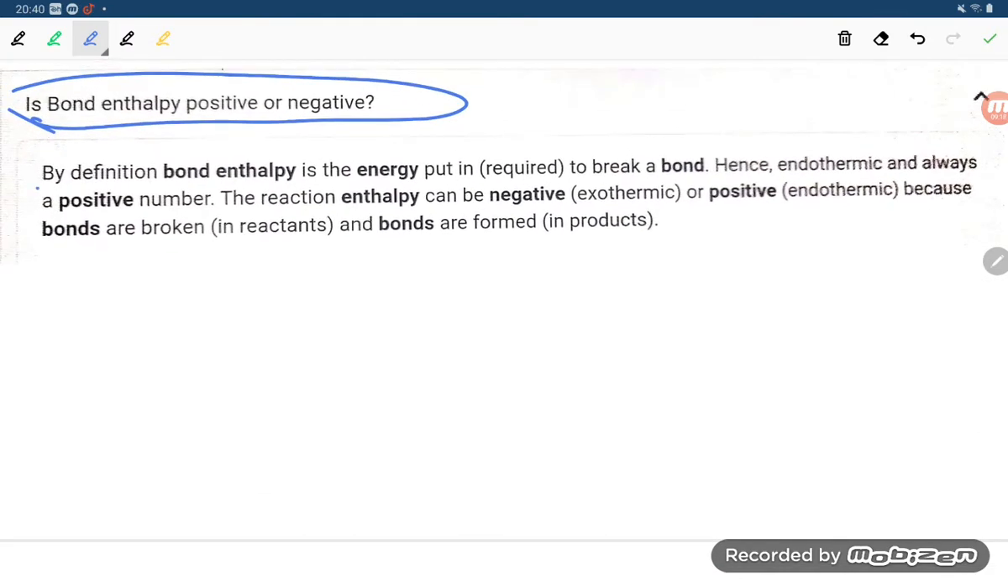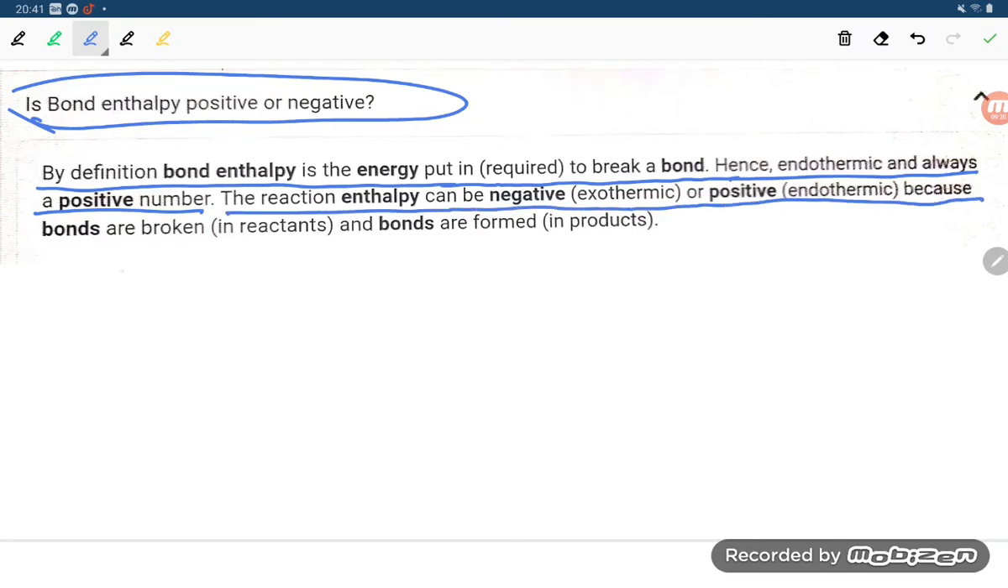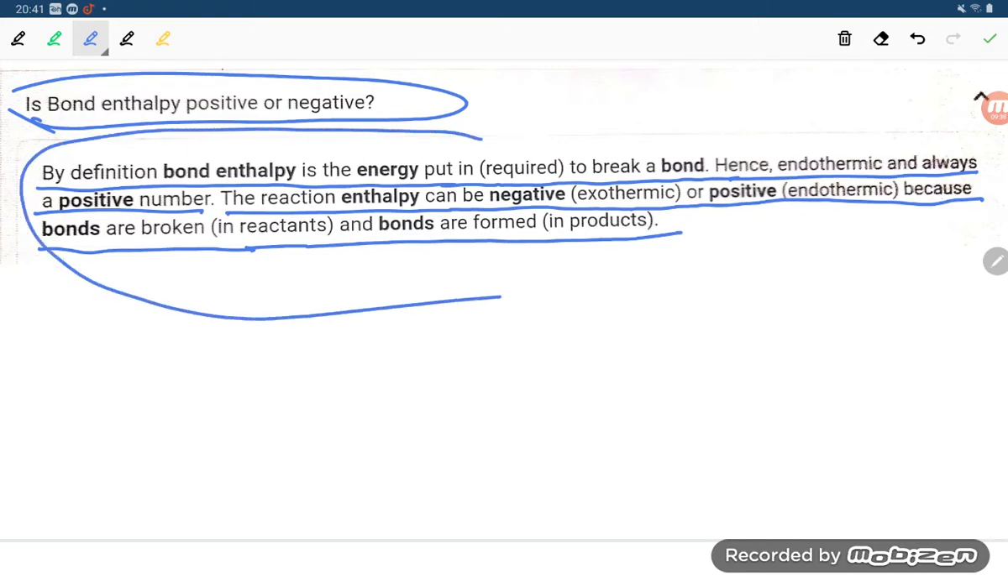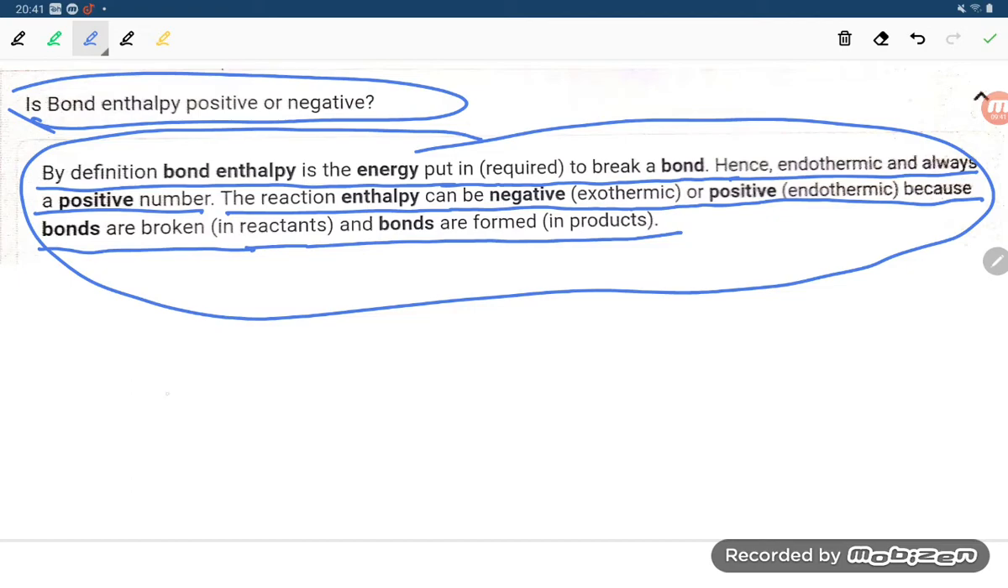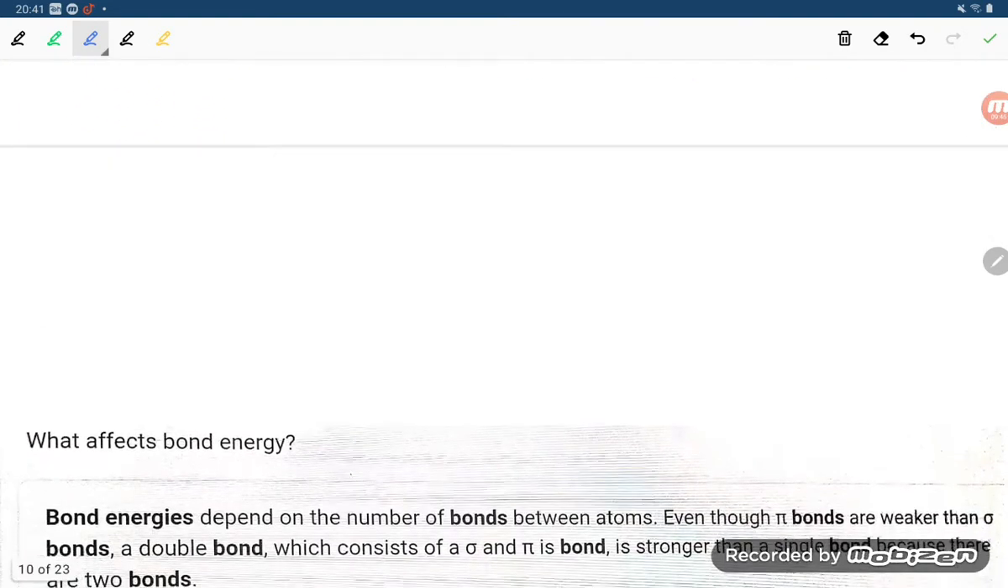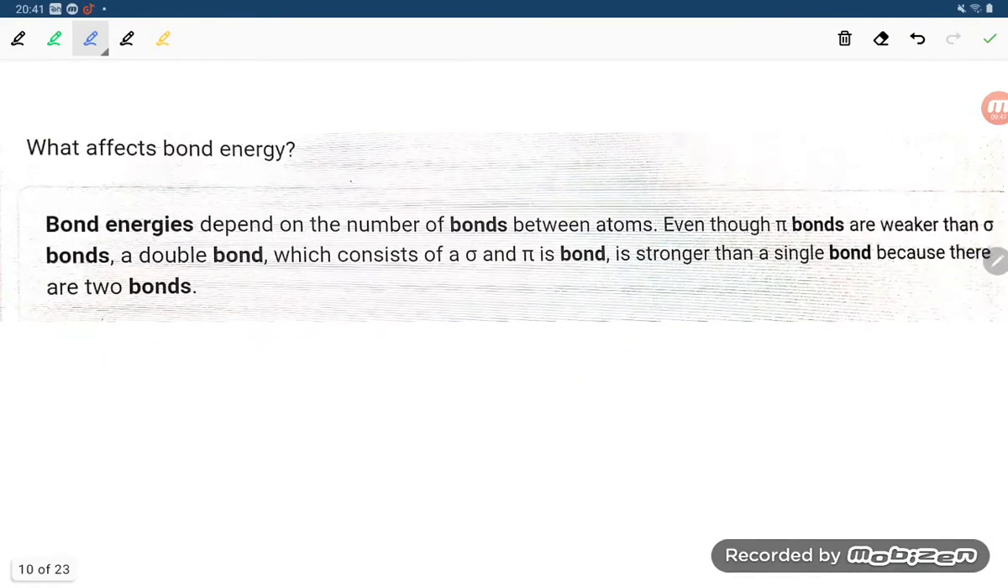By definition, bond enthalpy is the energy put in, required to break a bond. Hence it is endothermic and always a positive number. The reaction enthalpy can be negative (exothermic) or positive (endothermic) because bonds are broken in the reactants and bonds are formed in the products. To break a bond, we need to apply energy, and that is an endothermic process, which means a positive sign.